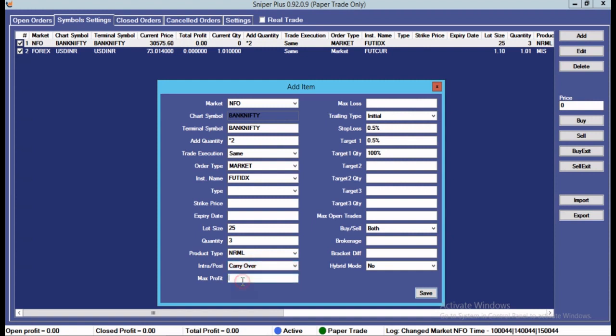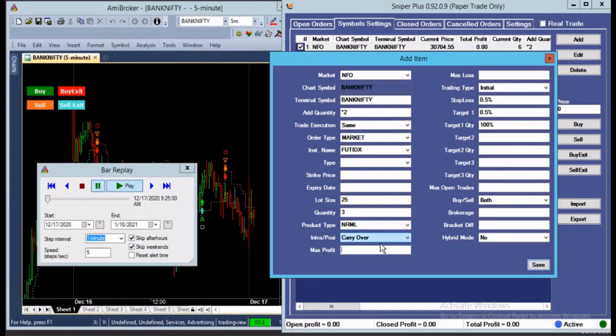The next one is maximum profit and maximum loss. Now maximum profit, let it be 500. If the 500 rupees profit for the Bank Nifty is achieved, then the chart will stop trading for that day. It will trade for the next day, but it won't take the trade for this day. That is because the maximum profit of 500 is achieved. After that it won't take the trade.